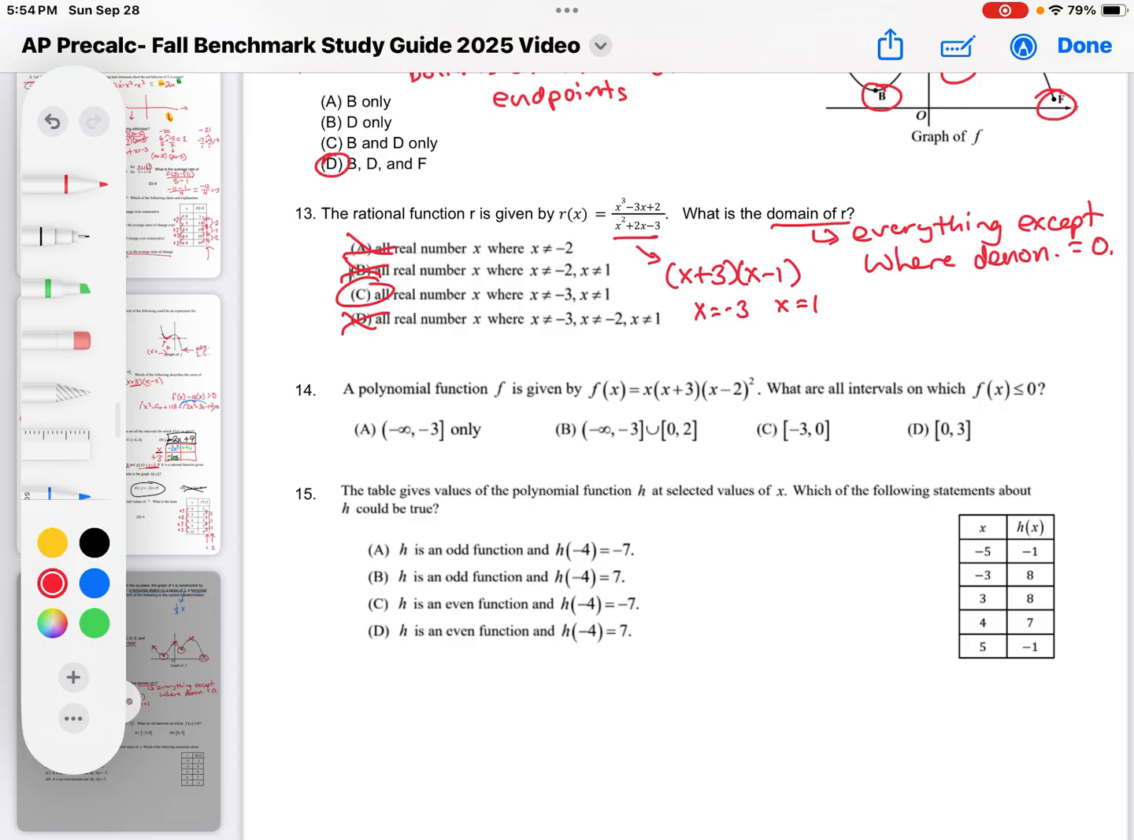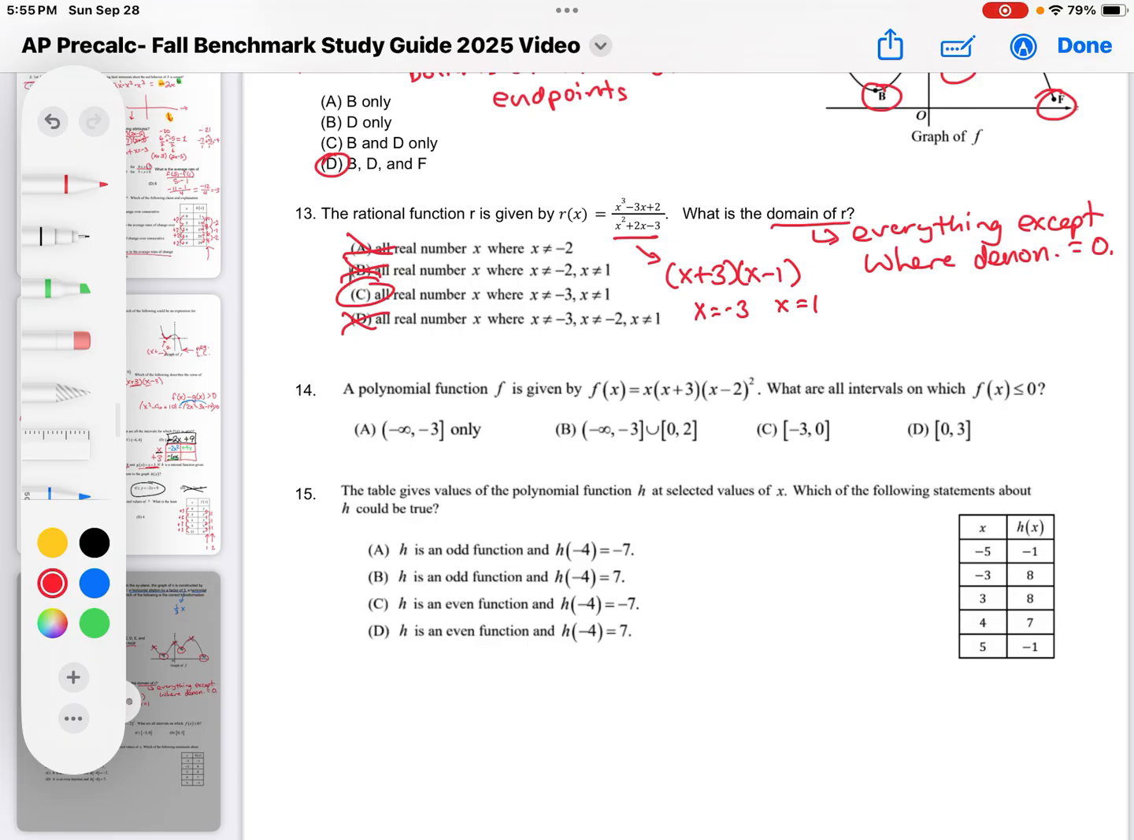So answer is C. So when you're doing this question on your benchmark, just make sure you take your denominator, factor it, find those values. I don't care how the numerator factors. I'm not trying to cancel anything out because even if you did have something cancel out and thus have a hole, you're still going to have that be an undefined point. So just factor the denominator and only look at the denominator for the domain.